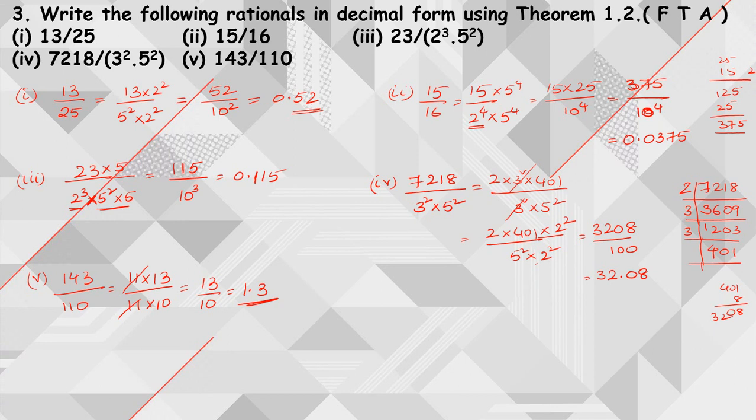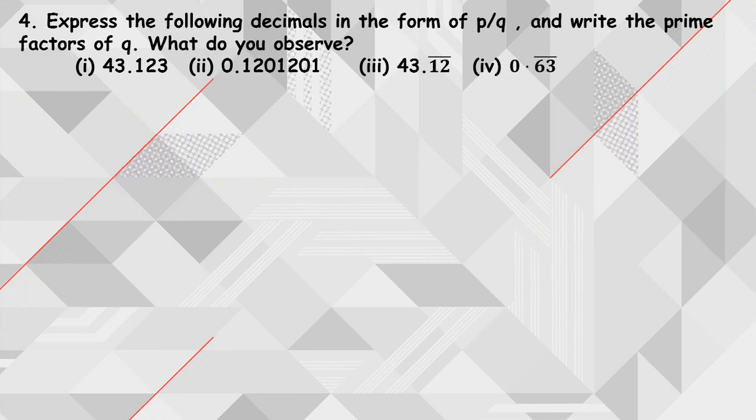Next, moving on to question number 4. This question is from the Telangana state textbook. Express the following decimals in the form of p by q and write the prime factors of q. What do you observe, right? Question number 1, 43.123. You can multiply and divide with 1000 to remove the decimal point, so that this becomes 43123 divided by 1000.